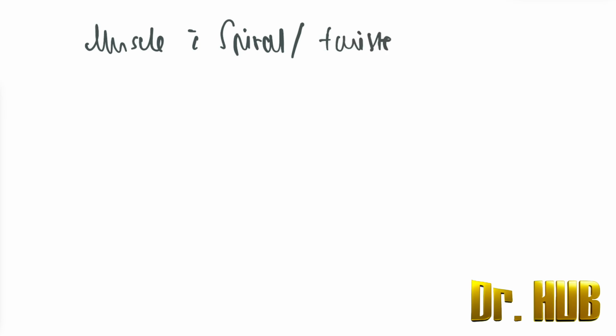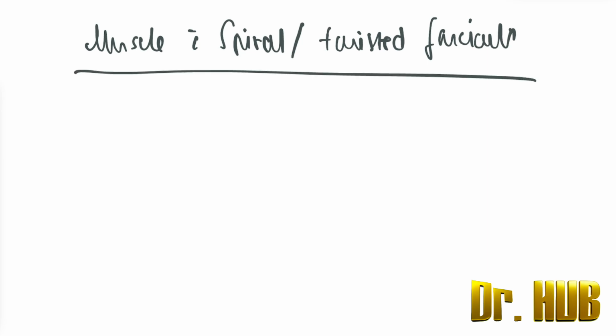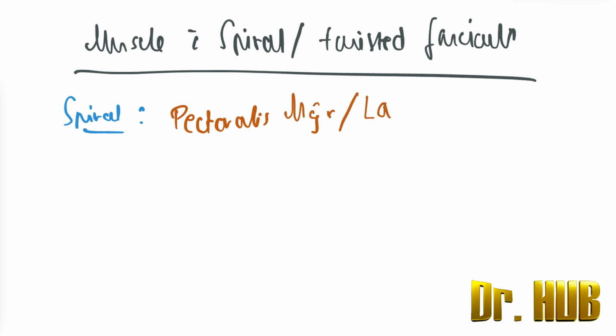Next we will look at the muscles with the spiral or twisted fasciculi. Under the muscles with the spiral or twisted fasciculi, first we look at the spiral. Under spiral, this includes the pectoralis major. Then it also includes the latissimus dorsi. So it includes the pectoralis major and latissimus dorsi.